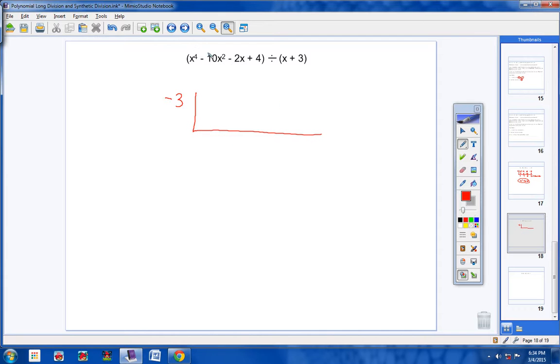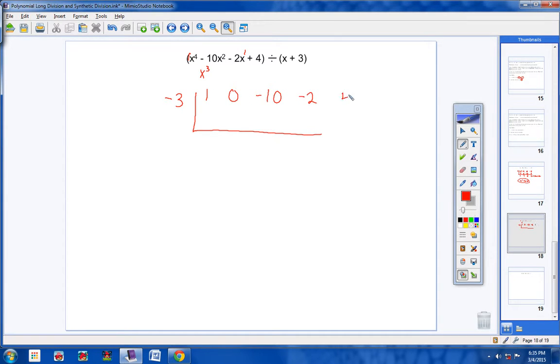Then we're going to write all of our coefficients, but don't forget, the coefficient of the x to the 4th right here is 1. But then next you're going to put a 0. You're going to put a 0 because you're missing an x to the 3rd. So 4, 3, 2, so put a -10. Then 1, so put a -2. And then your constant term 4.